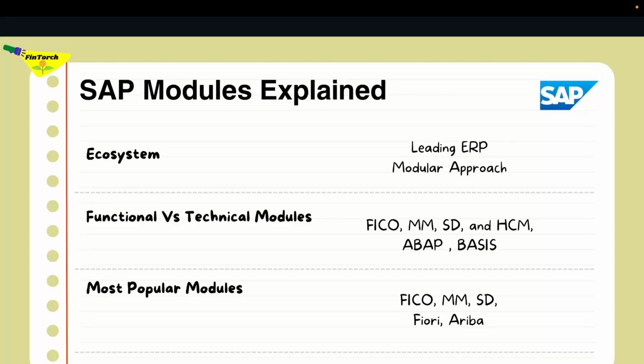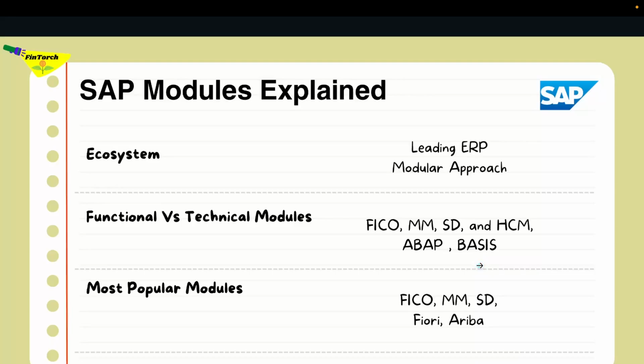Talking about the modules, SAP has divided its modules into two parts. One is the functional modules, the other one is the technical modules. So FICO, SD and HCM, which is your HR, are a few of the functional modules. These focus on the business process part, and that is why they are called functional modules. And ABAP and Basis are the technical modules for SAP.